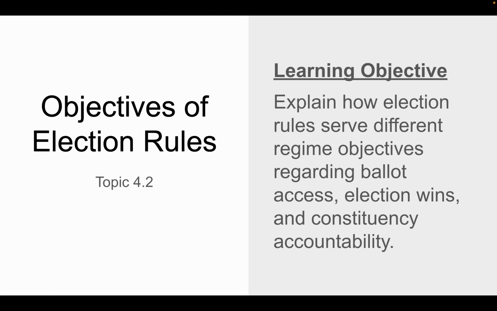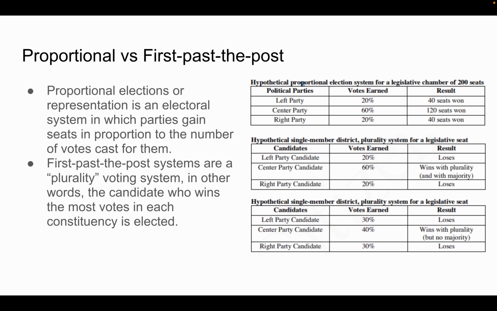Welcome back for the lecture on topic 4.2 for AP Comparative Government, Objectives of Election Rules. Learning objective: explain how election rules serve different regime objectives regarding ballot access, election wins, and constituency accountability. Let's first start with a couple terms here.